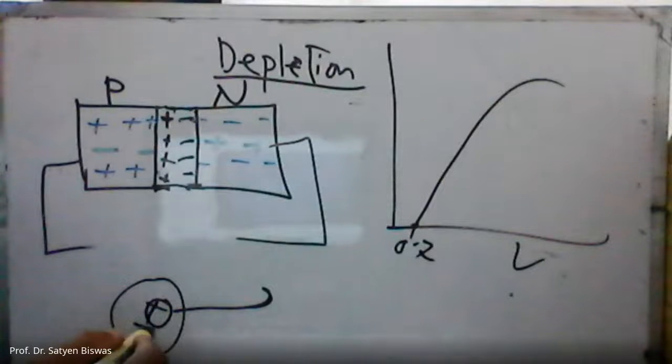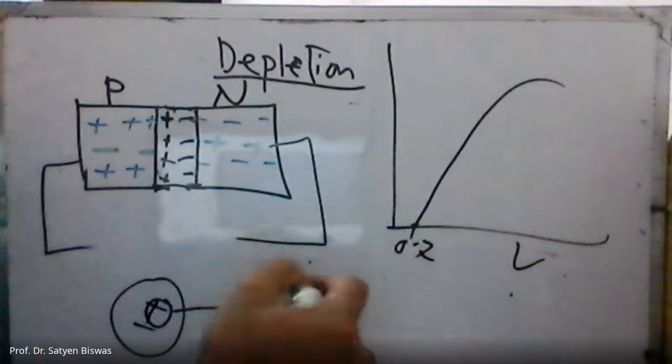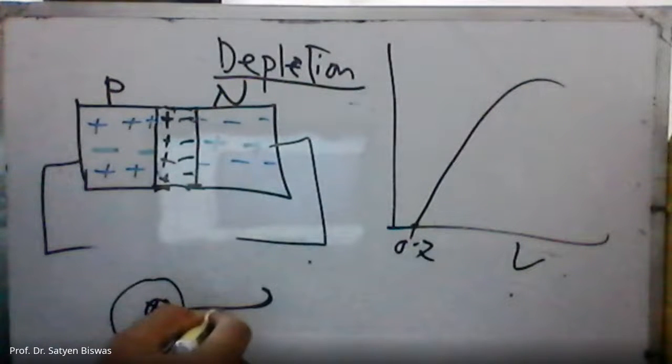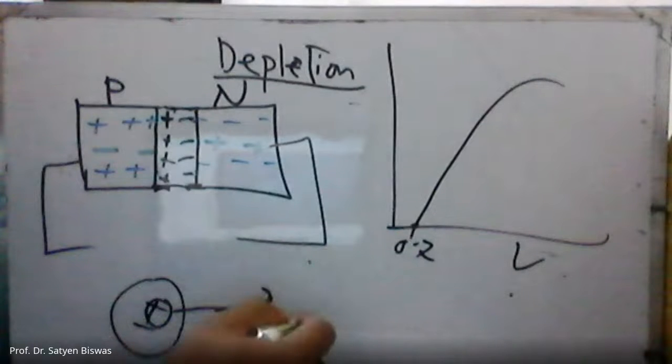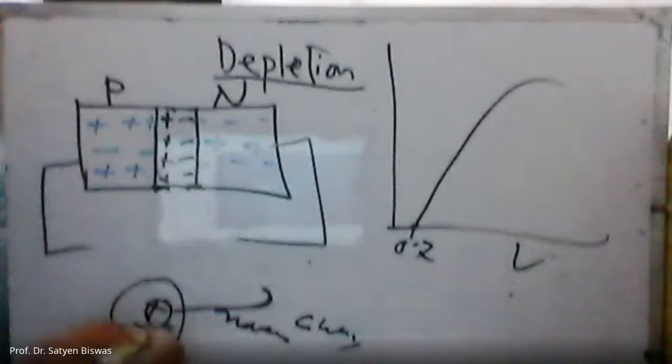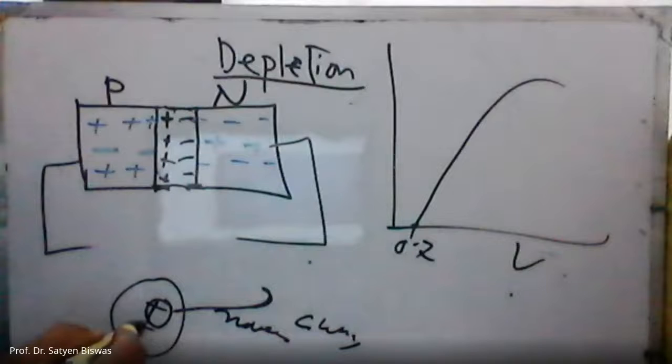It leaves the electrons here, right? That is called an ion, right? When the electron moves away, it leaves a hole on that spot, right?